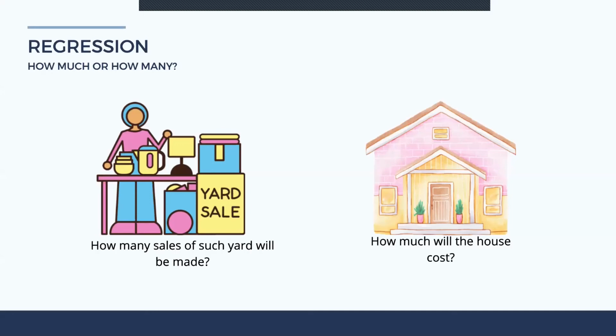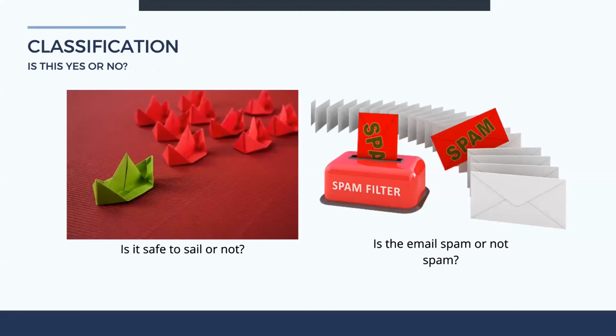or a house costs. Classification enables us to take decisions, like on the basis of weather and the data from the meteorological department, is it safe to sail in the ocean, or an email, whether it is spam or not. Clustering helps us to understand groups of shoppers having the same choice.